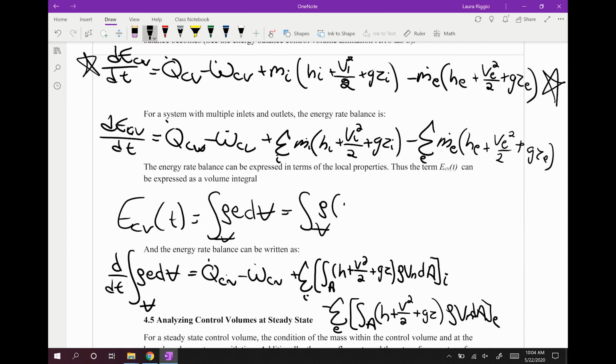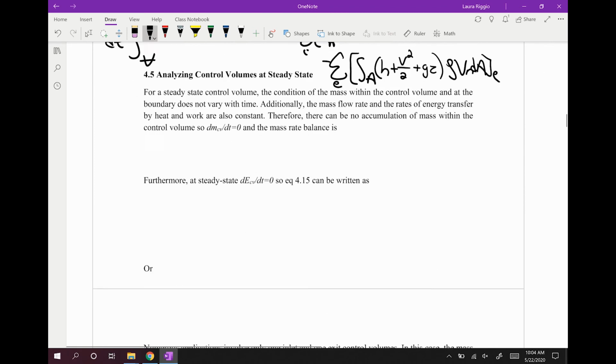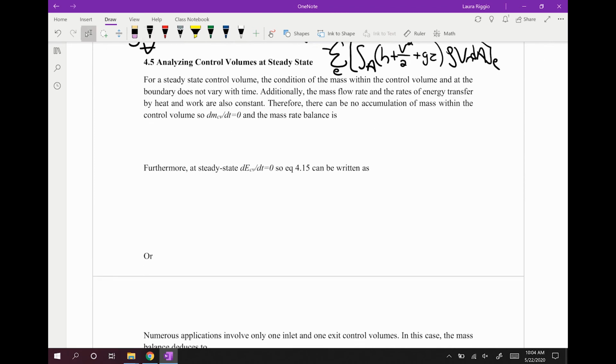But again, this is not something we are explicitly going to use in this class. So we're going to look at analyzing control volumes at steady state. Again, if you recall, at steady state, what comes in with our mass flow rate means our mass flow rate in must equal our mass flow rate out.